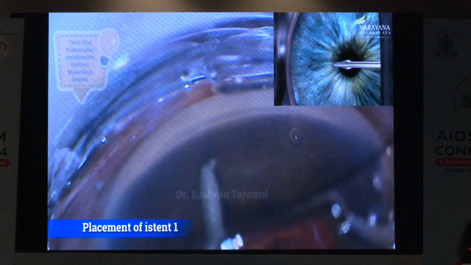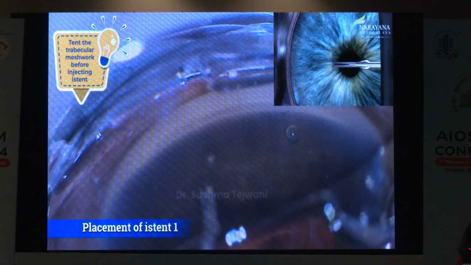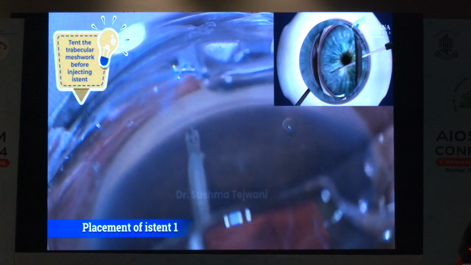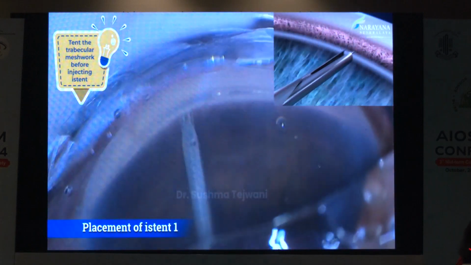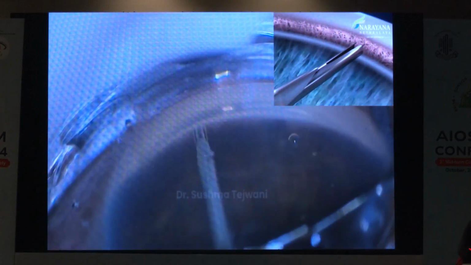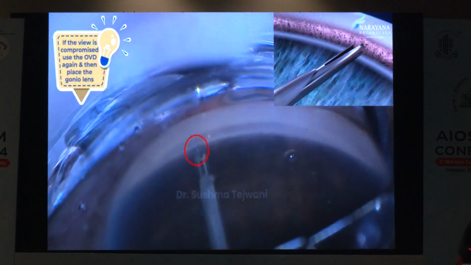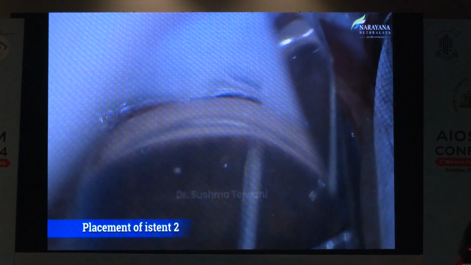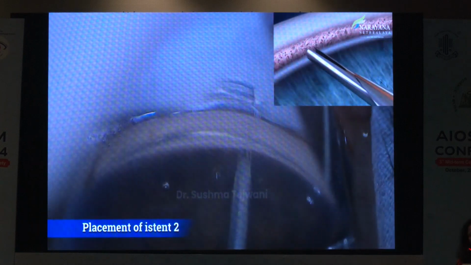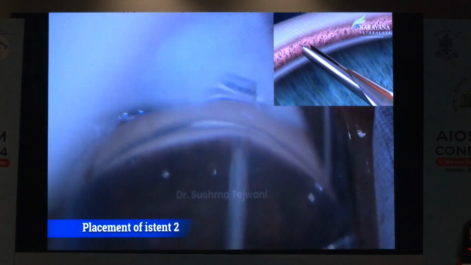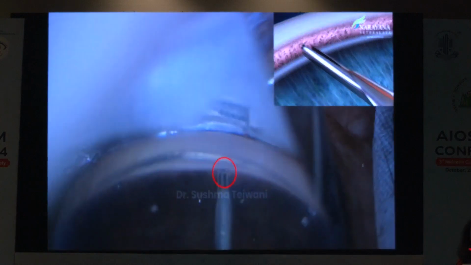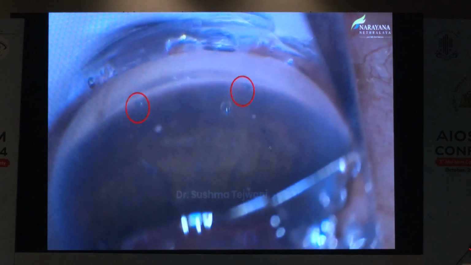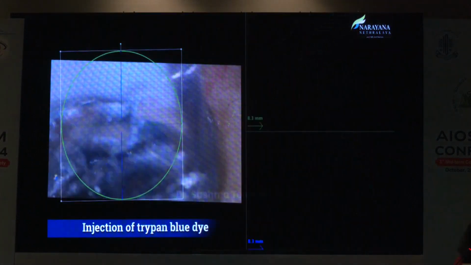Once you achieve that, you go inside with the injector, retract the sleeve, and as you saw yesterday in the live surgery, you can just press the black button to deliver the iStent there, and come back. Then the second one has to go at 2 to 3 clock hours position. So you have to be at the trabecular meshwork, just dimple a little and press the button and come out. You can see both the iStents implanted there. So this is what can be done after cataract surgery.